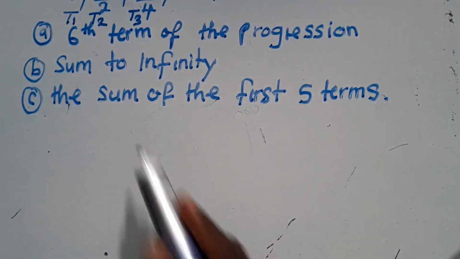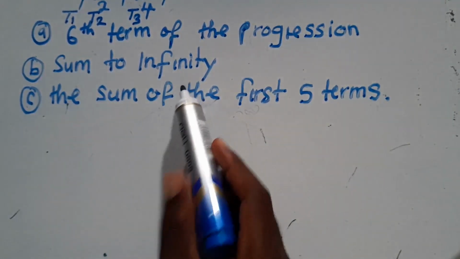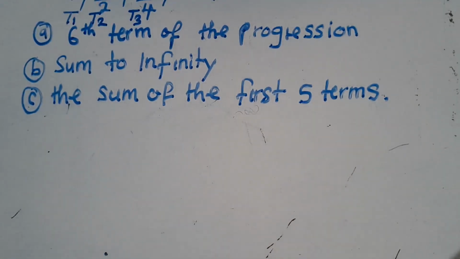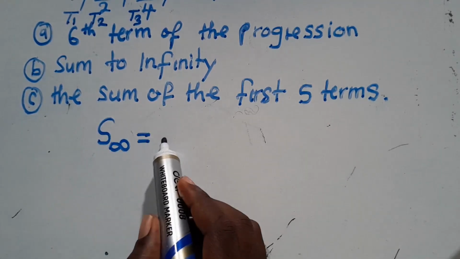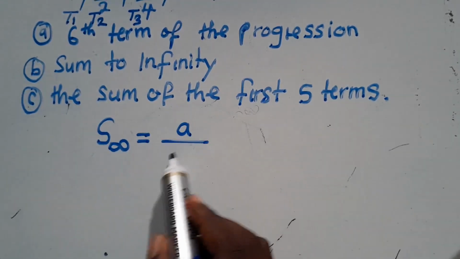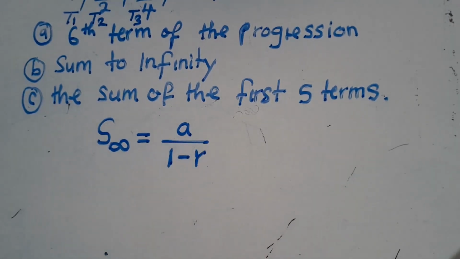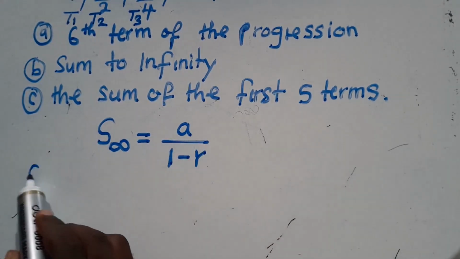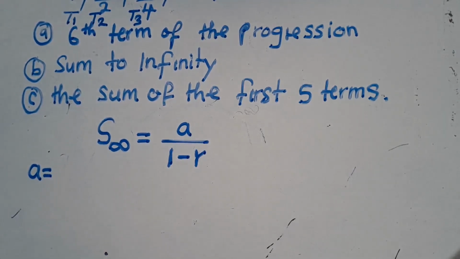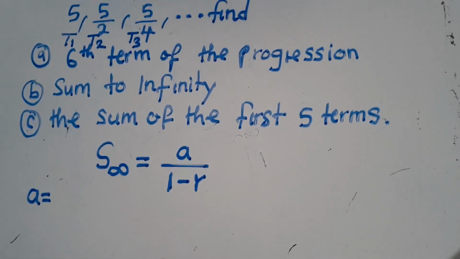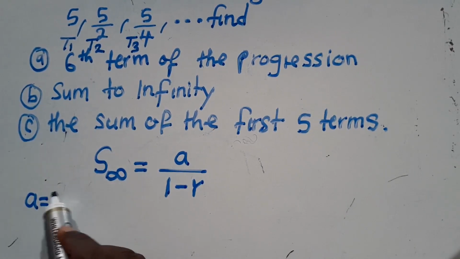The next question is saying, find the sum to infinity. For me to find the sum to infinity, I'm going to say the sum to infinity is given by the formula a over 1 minus r. This is the formula that I use. In here, I just need to know the value of a. A is the first term. According to the progression given, the first term is 5.